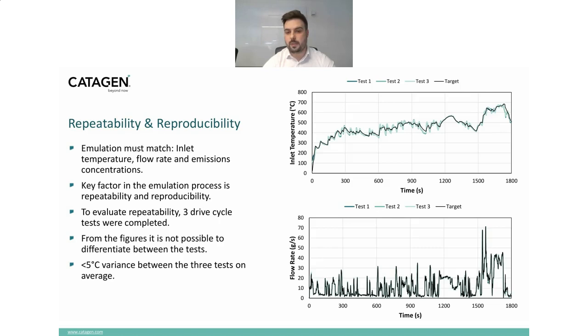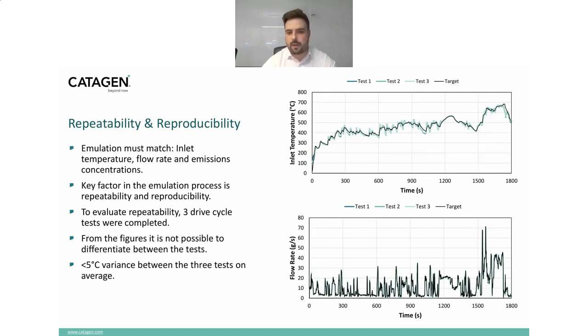which is effectively similar to what we'd seen in the previous slide, and at the bottom, a plot for flow rate. So from the figures, the black line again is our target, and then we actually have 3 green plots in behind the black line. And I'd say, fortunately for us, it's actually difficult to discern the different test profiles in there, and this really is a testament to the repeatability of the test process.